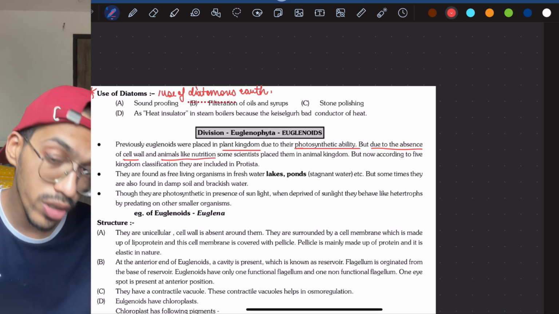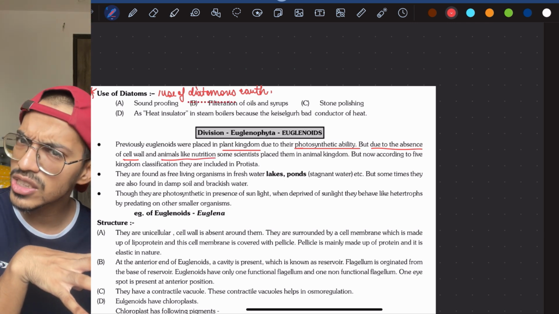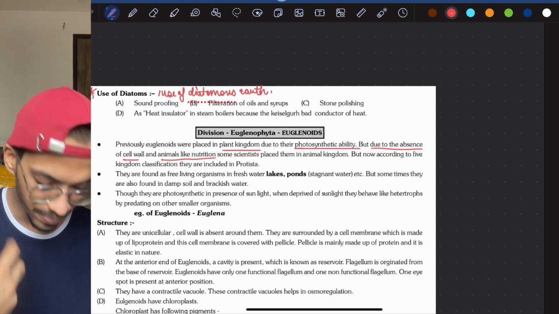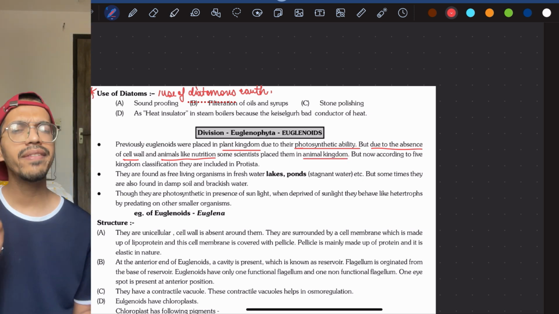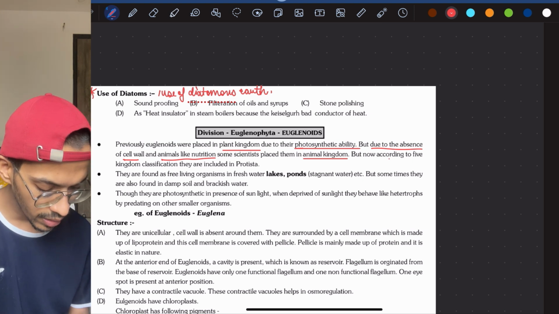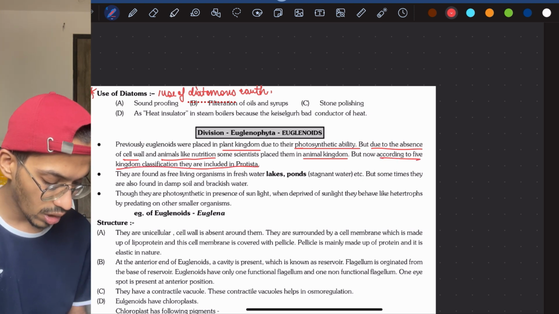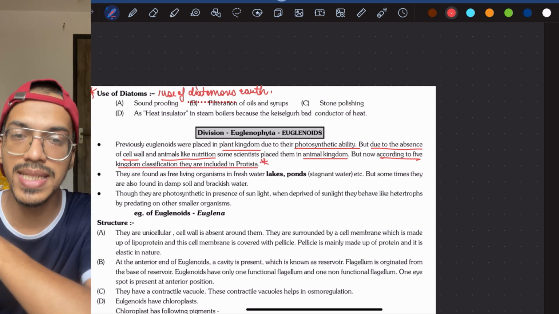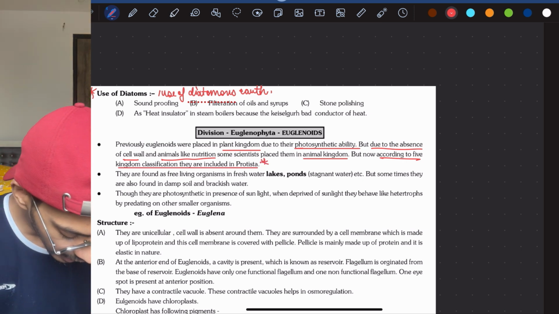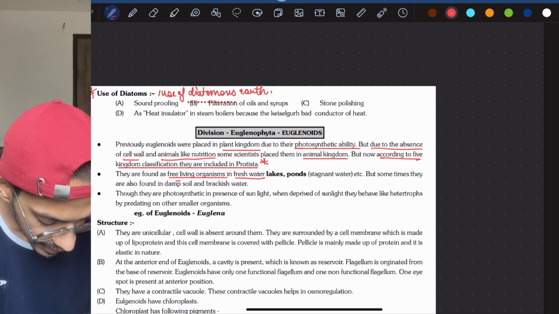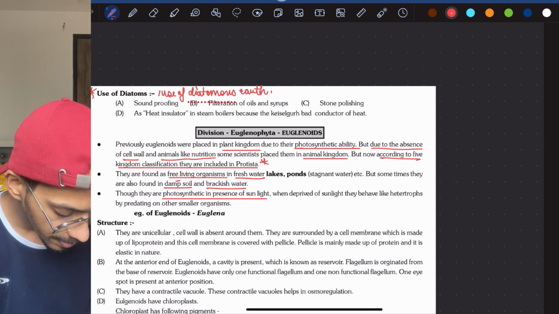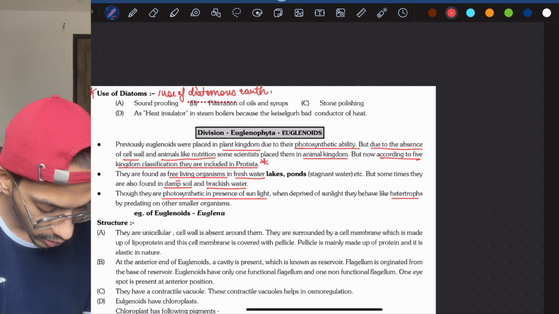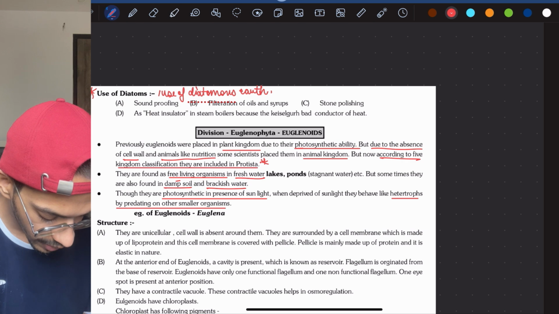Animal-like nutrition is also there. They can make their food, but if sunlight is not there, they will engulf food and eat it. So some scientists placed them in the animal kingdom, but according to the five kingdom classification, they were put into the protists. Anything which doesn't make sense, let's put it in the protists. They are free-living organisms in fresh water, damp soil, or brackish water. They are photosynthetically active in sunlight; when it is absent, they are heterotrophs and predate on smaller organisms. An example is Euglena.